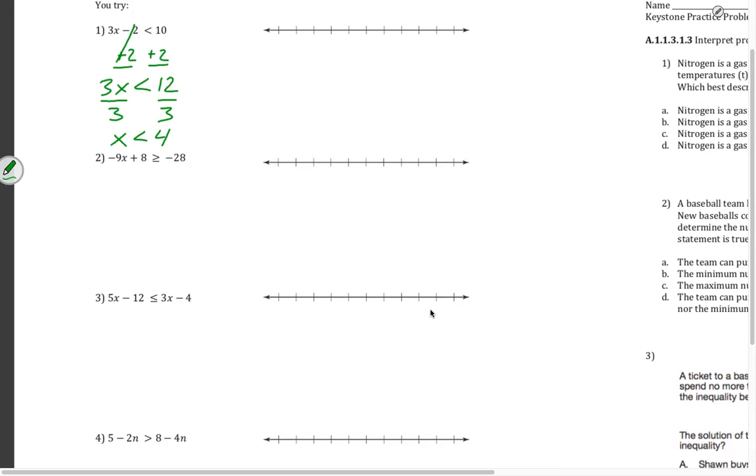So I have 4 in the middle. I'm going to go with 5, 6, 7, 3, 2, 1. I'm going to have an open circle, and I'm not eating the x, so I shade this way.